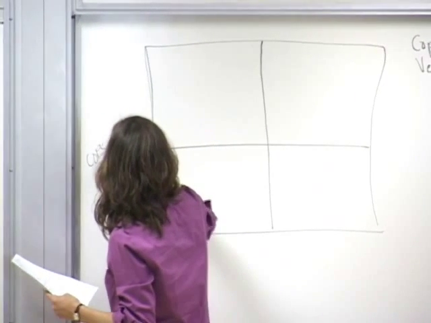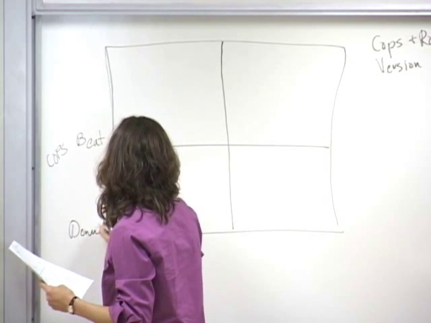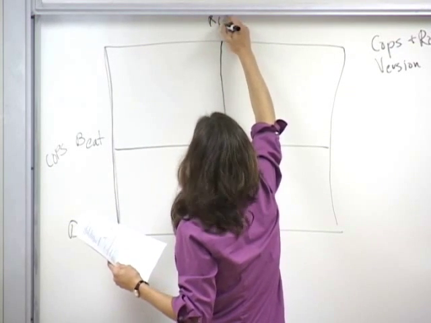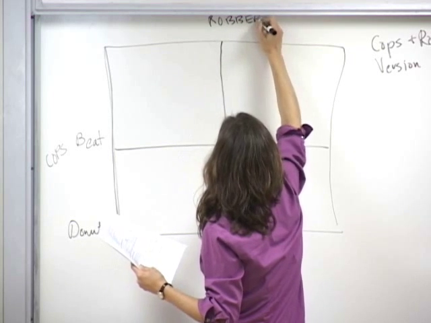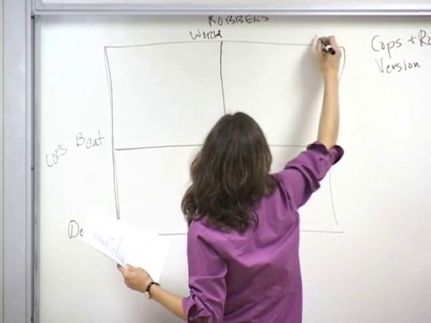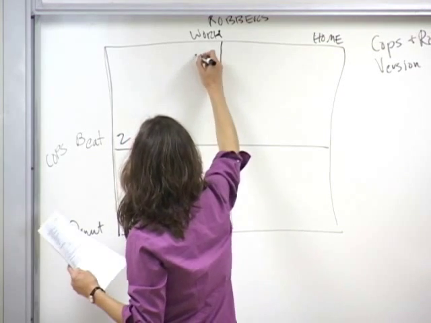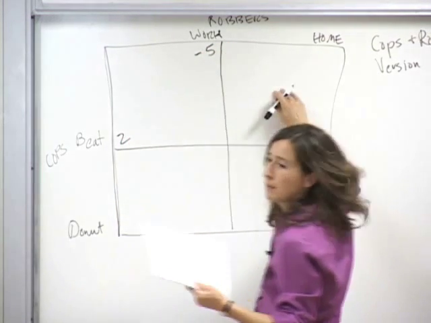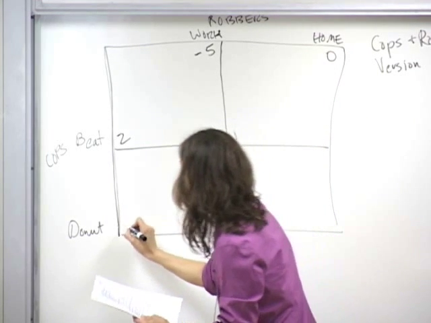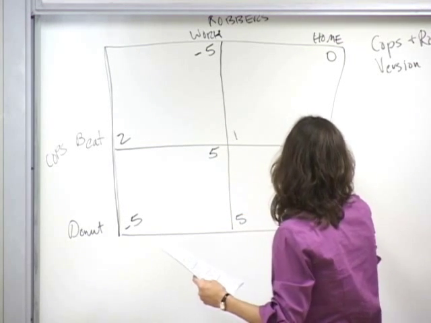We have Cops, they can be on the beat, they can be in the donut shop. We have robbers here. They can be working. They can be at home. Payoffs to -5. Watch me on this. I've messed it up in recent memory. Make sure I'm getting these payoffs right here. -5, 5, 5, 0.